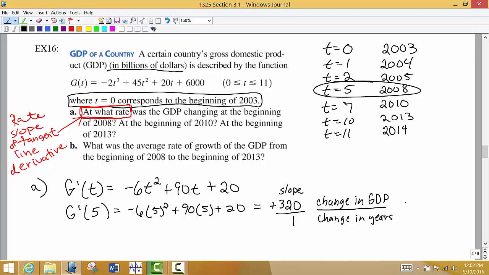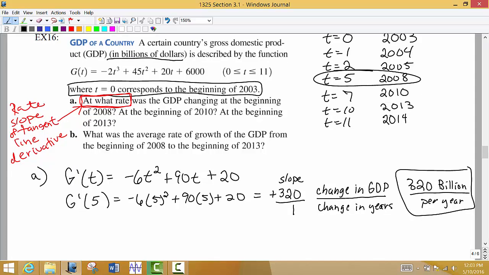Change in time, change in years. So what we're saying is here the gross domestic product is increasing by $320 billion divided by 1, so that's per year. Okay, so that's what we're saying here. So we know that the gross domestic product is increasing by $320 billion per year at the beginning of 2008.